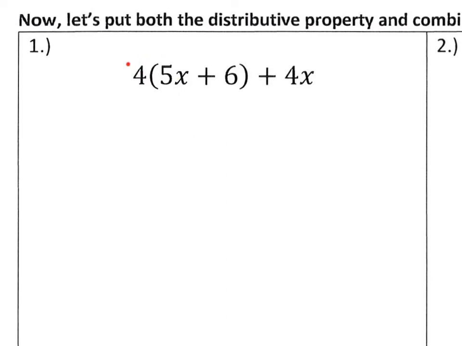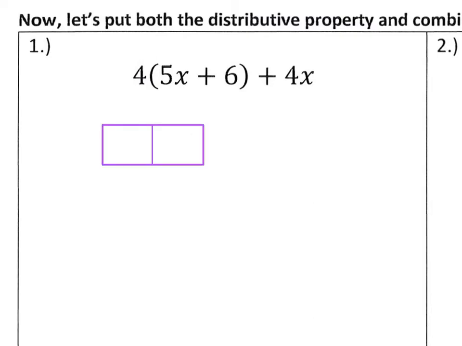We need to multiply the 4 times the 5x plus 6. In order to do that, we're going to need to use an area model because it's not just 2 things being multiplied, it's a monomial, and then we have a binomial. So we have the 2 terms on the inside, the 4 has to be multiplied to both of those. So when we see that, we're going to go ahead and set up our area model.